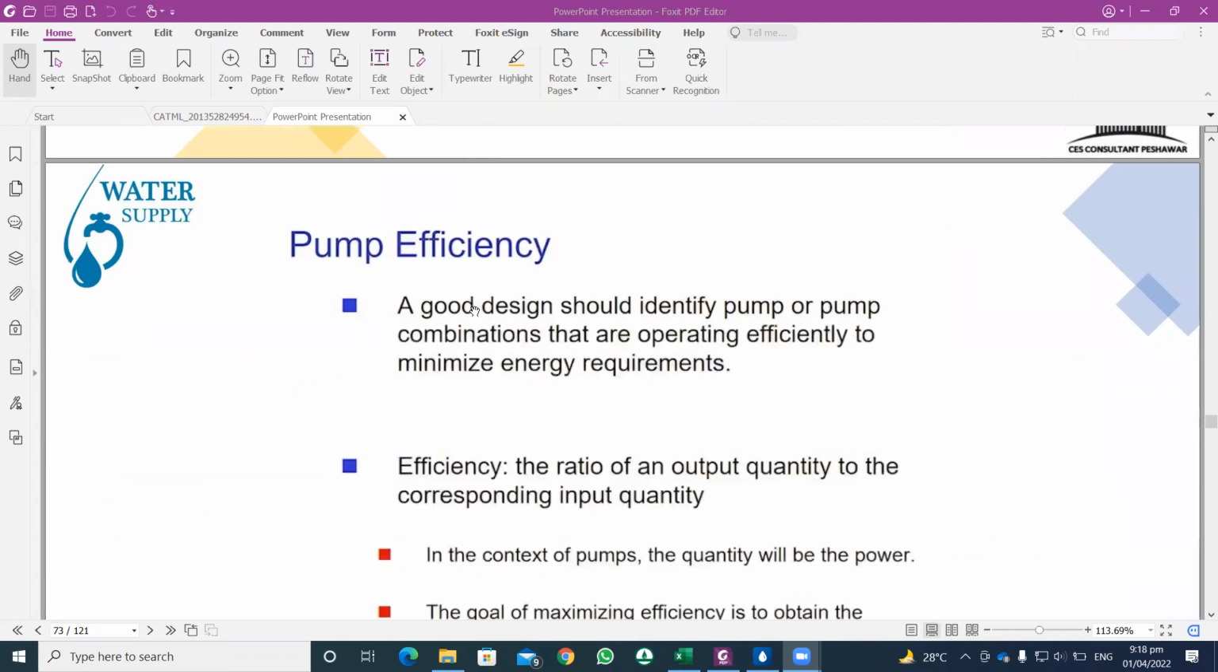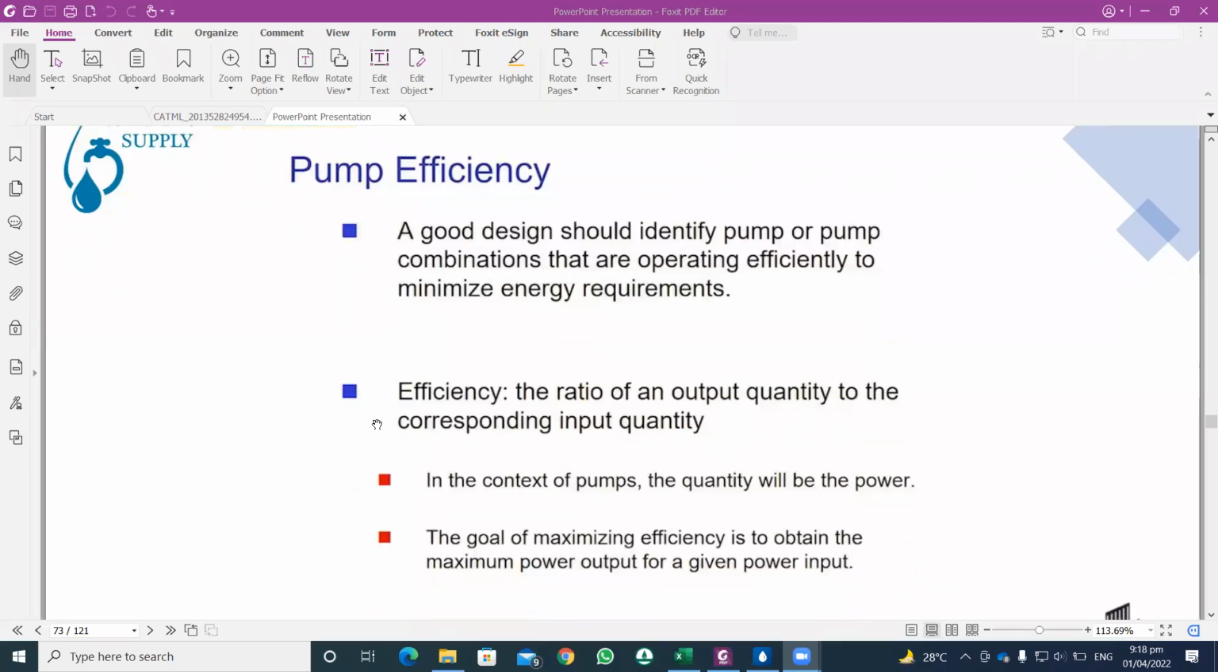Pump efficiency is a very crucial and basic parameter in order to design the pump for a water supply network. A good design should identify a pump or pump combination that operates efficiently to minimize energy requirements. So a pump should be selected that uses energy or electricity efficiently, without much losses.